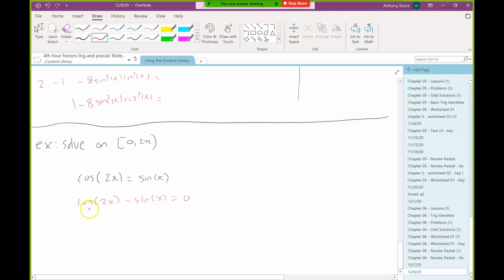Preferably, that would be the best, which I can do because one of my options for cosine 2x, there's 3 of them, but the one I'm going to want is the one that only has sines in it, that doesn't have any cosines in it. And I'm going to go ahead and just multiply through by a -1 because it'll make the factoring a little bit easier if the leading coefficient isn't -1.